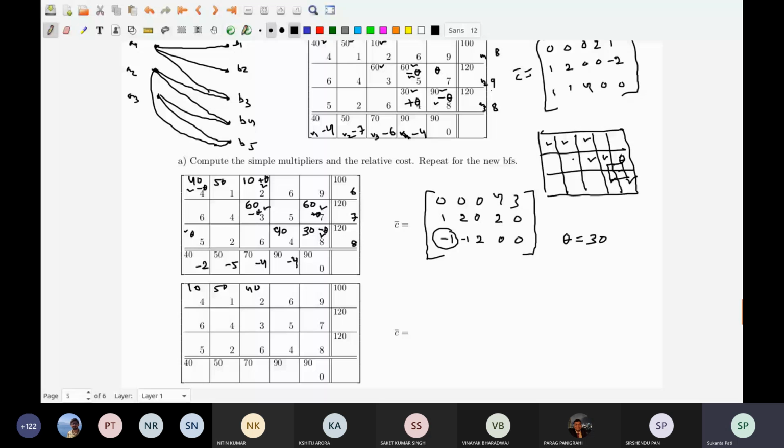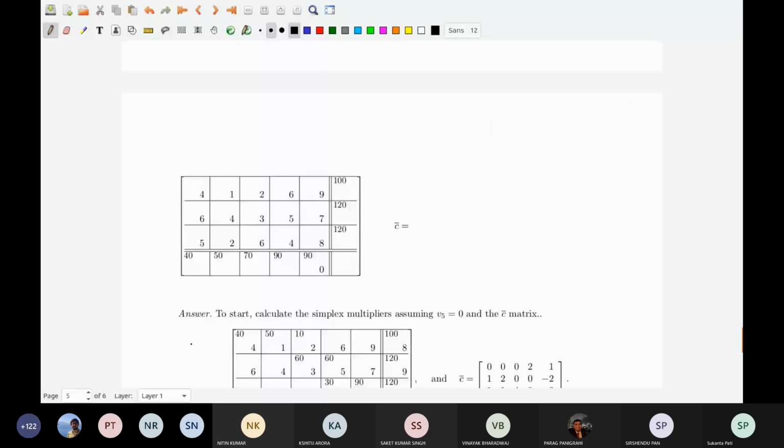Again compute C bar. If it is greater than or equal to 0, fine. Otherwise proceed. So that is how you do it. Here I have done that ultimately. So that is how you finish the transportation problem. So the algorithm is basically this.